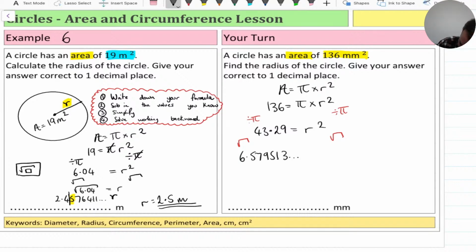6.579513, continuing, but remember we only need it to 1 decimal place. So I put my line after here. I'm looking at this one here. It does round up. So r is equal to 6.6 millimeters. Well done, those who got it.